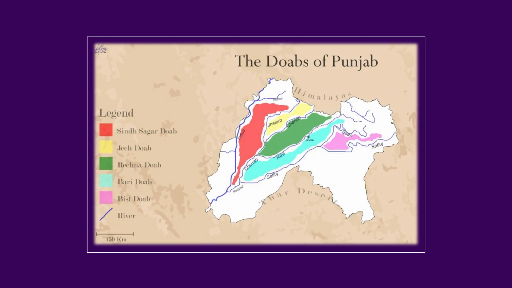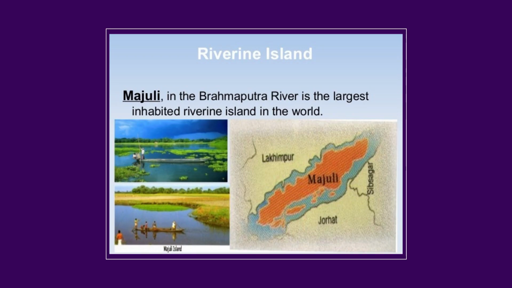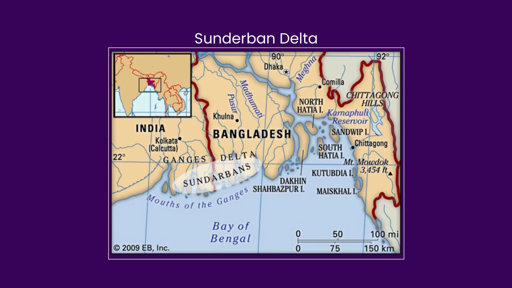First one, Punjab Doabs, the 5 Doabs of the Indus or Punjab plain. The second one is the riverine island: Majuli Island in Assam, the largest inhabited riverine island in the world. The third one, the formation of the famous Ganga-Brahmaputra Delta. The Sundarban Delta is the largest delta in the world.